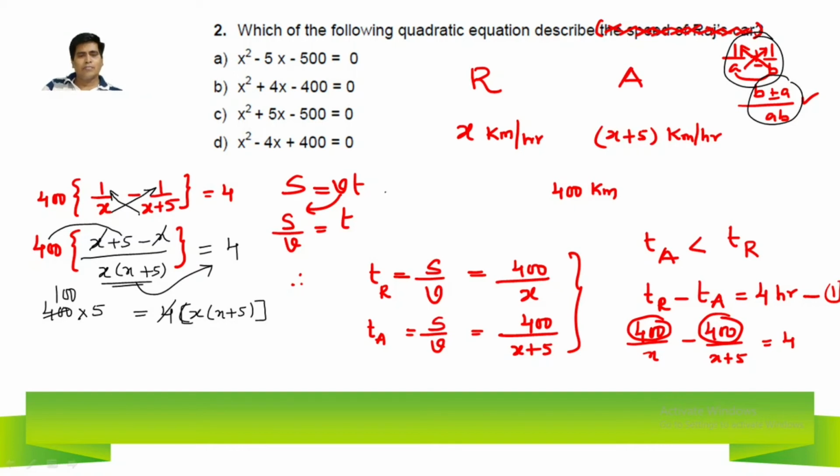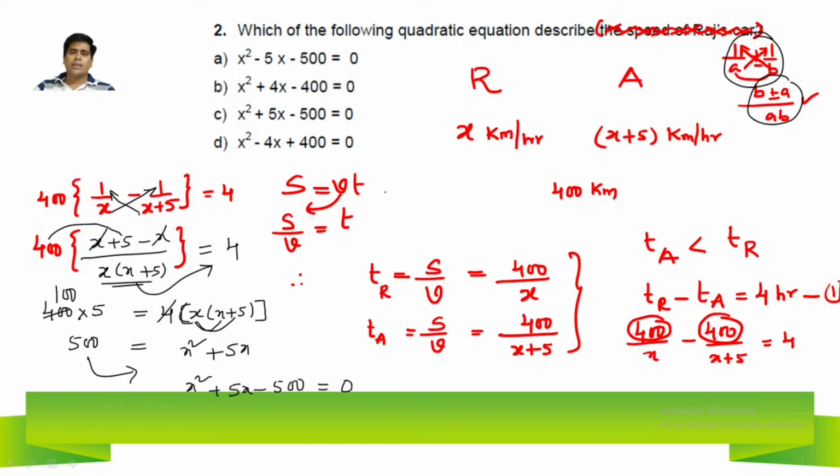I wrote directly 4 ones are 4, 4 hundreds are 400, it is cancelled. So what is left on the right hand side? That is 500. 500 is equal to x into x, x square, and x into 5, 5x. So this total 500 I'm taking to this side. So x square plus 5x minus 500 is equal to 0. Plus 500 becomes minus 500. So I got the quadratic equation as x square plus 5x minus 500 is equal to 0.